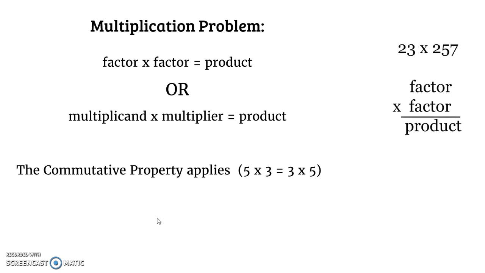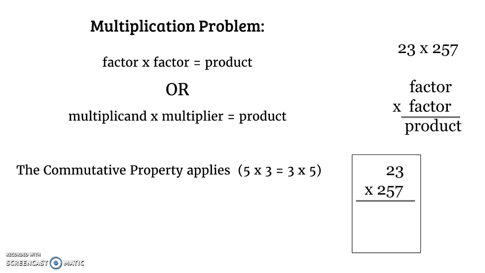So if we had the problem 23 times 257, we know we would line it up vertically, one factor on top of the other, and then when we got done, we would have a product. Now, when the problem is presented to you like this, 23 times 257, a lot of times I'll see students want to put the 23 on top and the 257 on the bottom, like it's a subtraction problem. The first number always goes on top. But remember, multiplication is commutative.